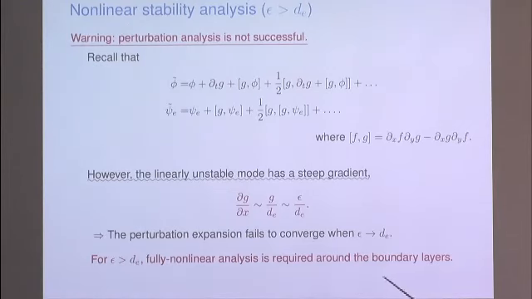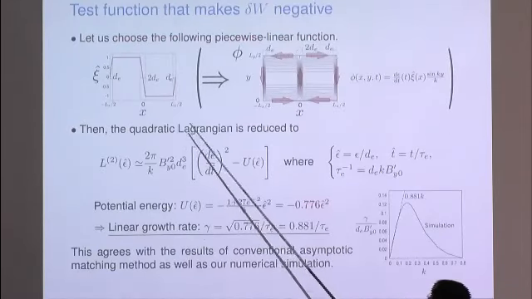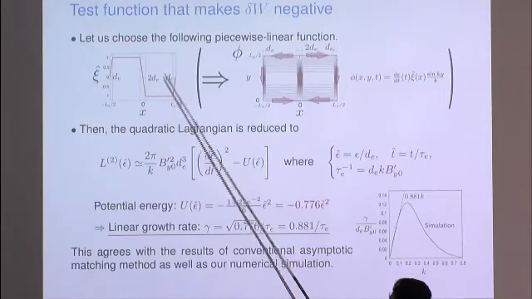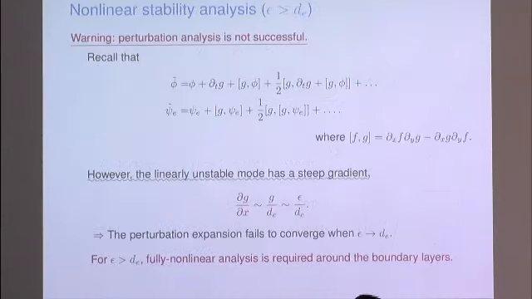But there's some difficulty in nonlinear analysis because the perturbation analysis is not successful. So this is the previous Dirichlet expansion. However, we have already seen that the linearly unstable mode has a steep gradient inside the boundary layer. So this piecewise linear function has a steep gradient. If we differentiate this function, we get 1 over dE. So each term has the order of epsilon over dE. So this perturbation expansion will not converge when epsilon reaches the skin depth.